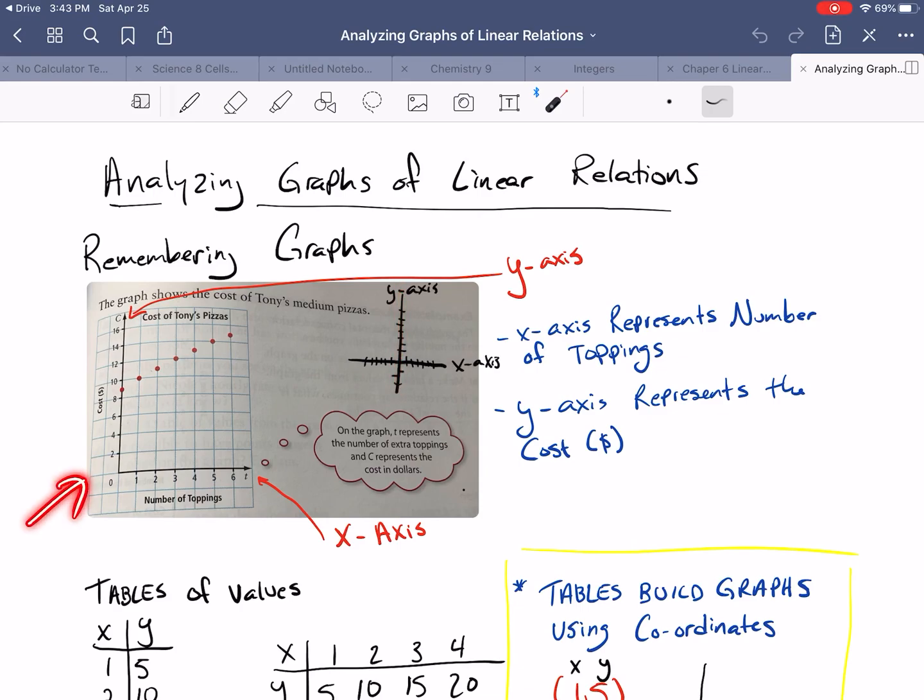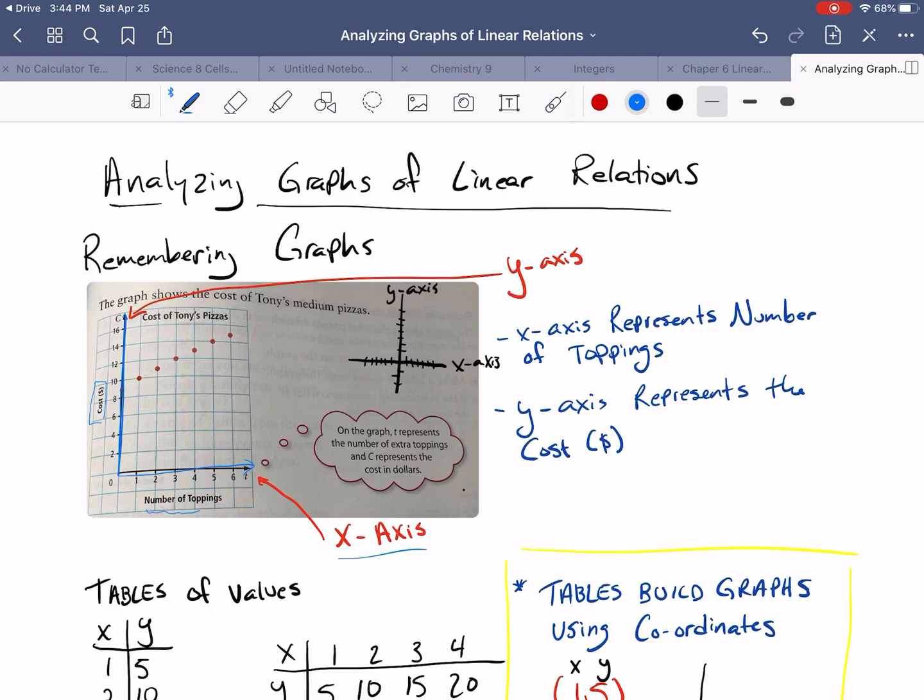When we look at this graph right here, we notice that there's an x-axis and a y-axis. The x-axis is on the bottom, and it has to do with the number of toppings that they put on pizzas. And when we look at the y-axis, which is the one running up and down, it talks about how much it would cost depending on how many toppings you got on your pizza. So this graph has an x and a y-axis, and we need to remember how to graph coordinates.